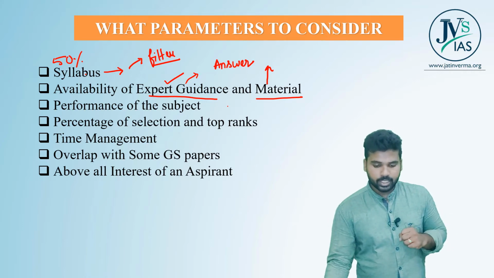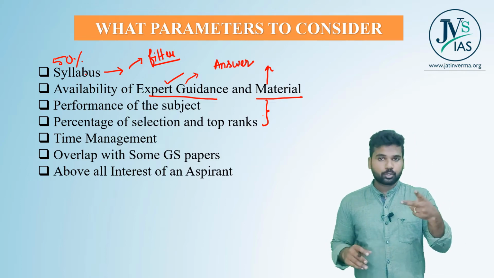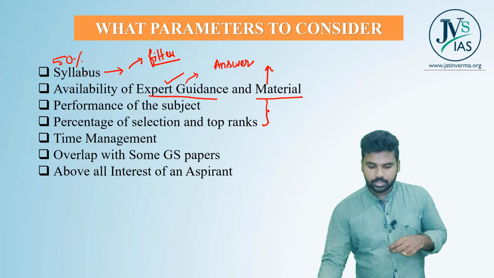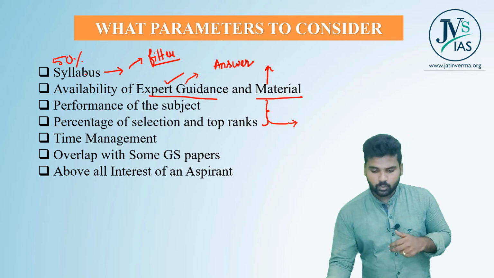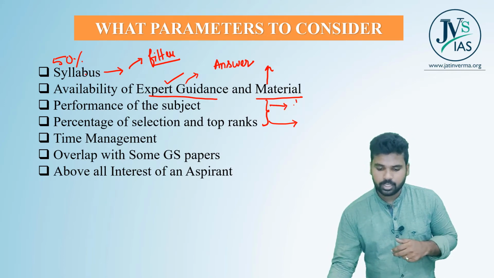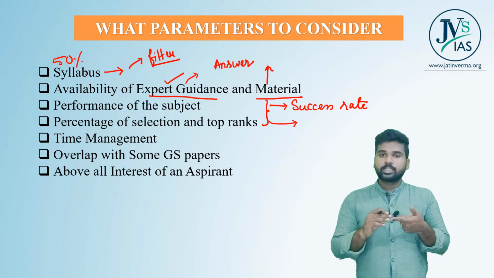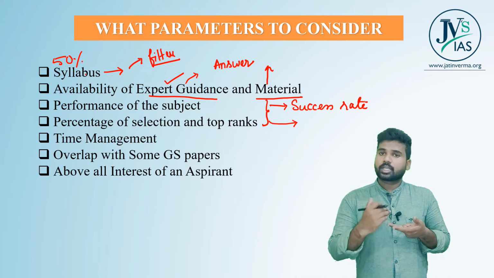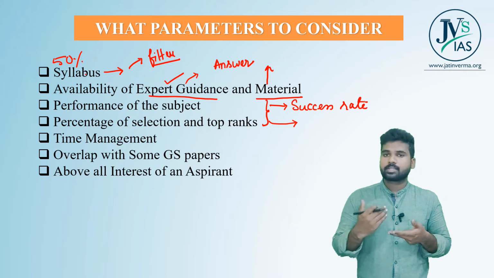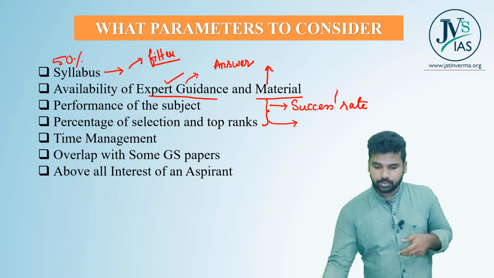Now the third criteria is the performance of this subject. Performance of the subject, in the sense, you have to look from two angles. The one angle is how many candidates are getting selected from this optional, which we generally call the success rate of the subject. So what is the success rate of this subject in the UPSC examination? This will tell you about the subject difficulty, availability of the material, the kind of questions which are being framed in the examination. All that information comes from the success rate.